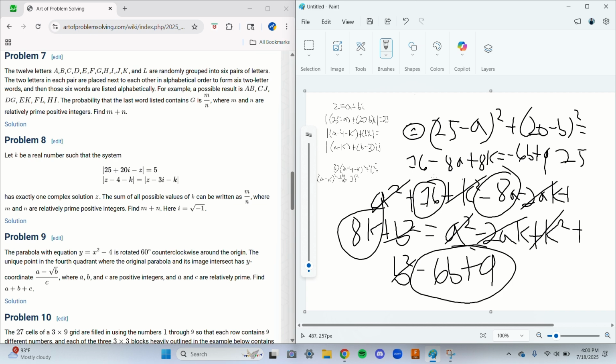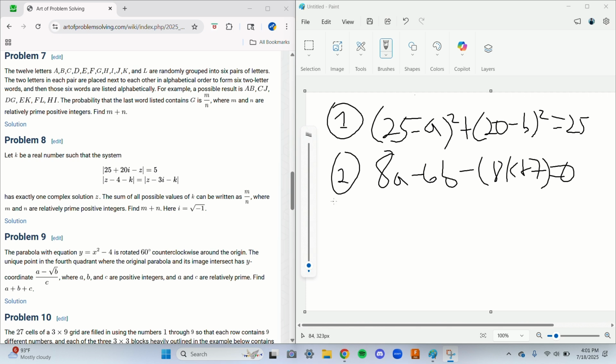Okay, so now I'm just going to clean things up a bit and then convert this into standard form for a line. Okay, so these are our two equations, and we've kind of fully simplified them. So now what do we do from here?